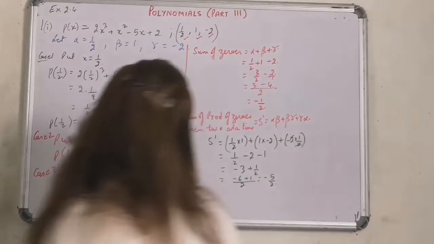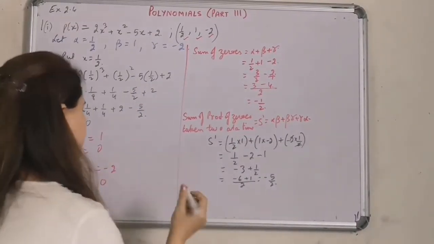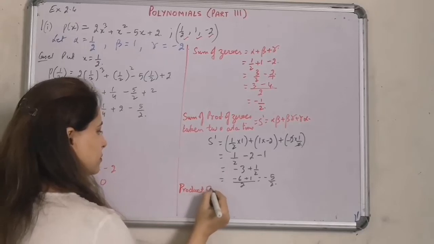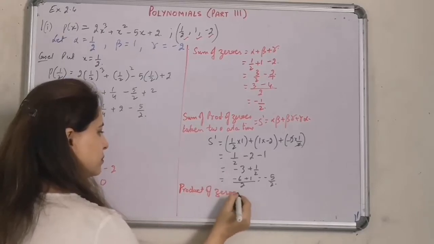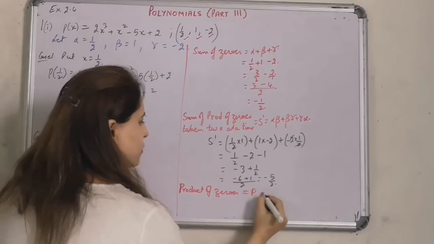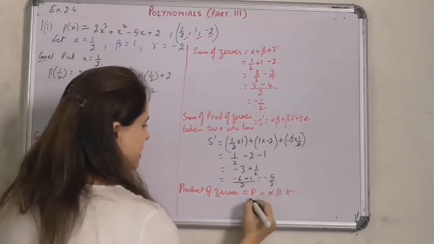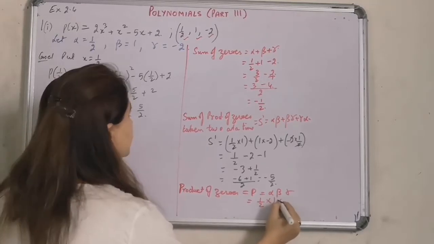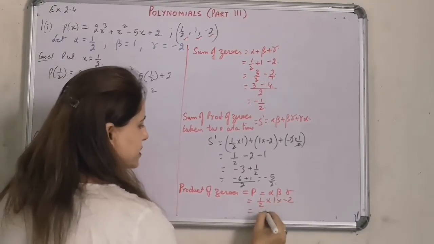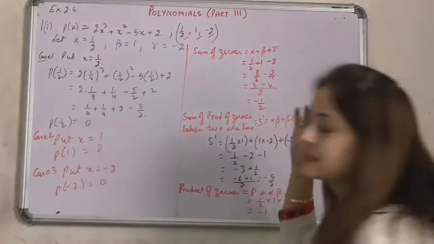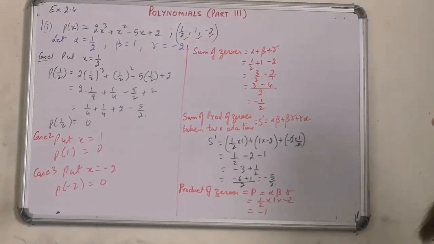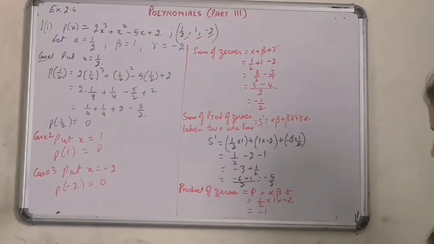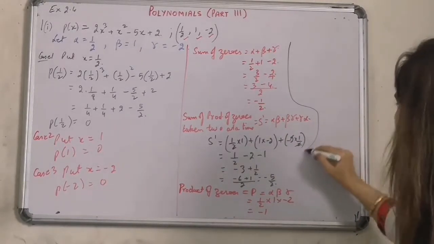And next we are taking up the product of zeros. That is P is equal to alpha into beta into gamma. Let's multiply them. This is 1 by 2 multiplied by 1 multiplied by minus 2. The answer is minus 1. So what we have got is the sum of zeros, the sum of the product of zeros taken 2 at a time and the product of zeros. And next, let's go for the coefficients.